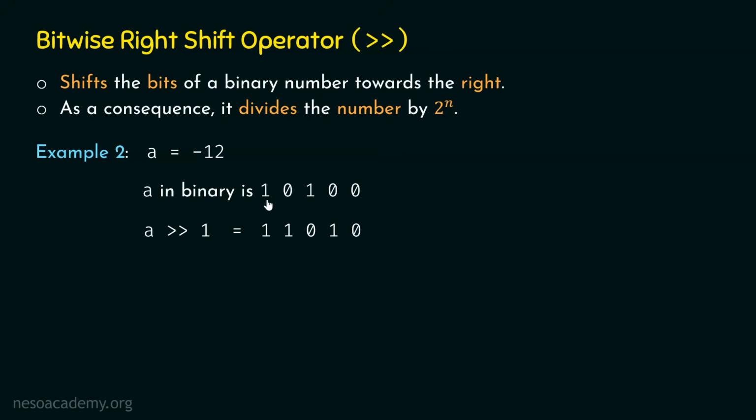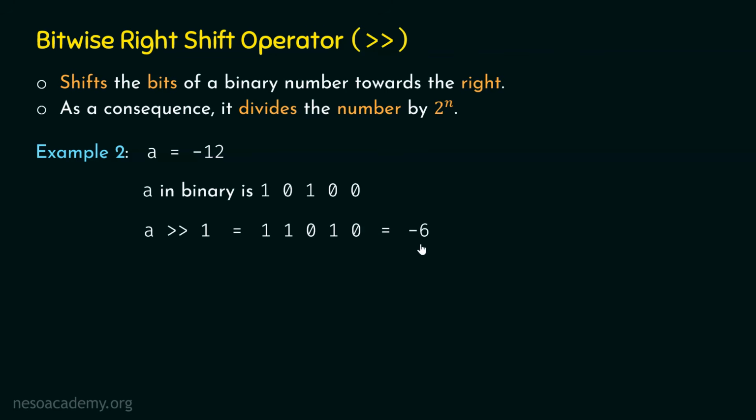Note that here the sign bit is 1. Therefore, the sign bit will remain the same. We will not put 0 here. We will put 1. The number will remain negative. It will not suddenly become positive. This binary number is equal to -6.